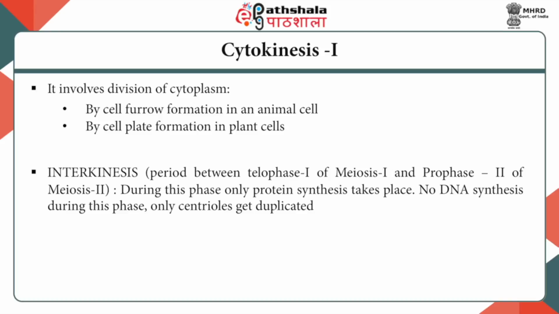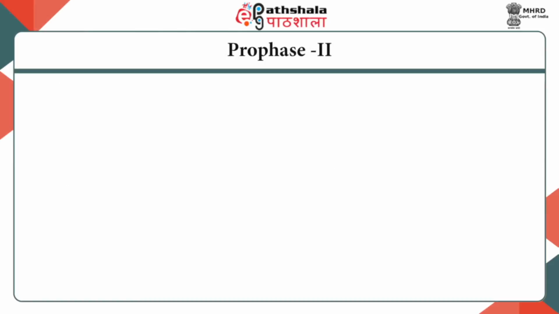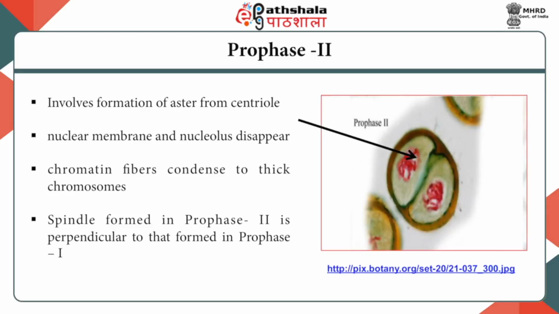After the gap phase, the cell enters the next phase, known as prophase 2. Again, a few events are repeated. It is simpler compared to prophase 1. The nuclear envelope, which was reformed in telophase 1, is broken down again. Chromosomes are again recompacted. Again, they are aligned at the metaphase plate.